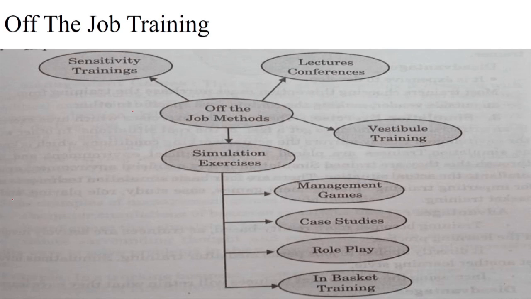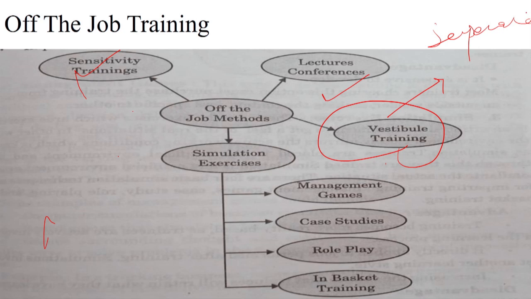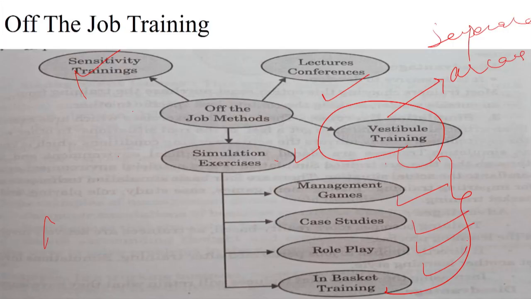Now, we know that off-the-job training is related to sensitivity training, the lecture method, and vestibule training. When we talk about vestibule, it's where the employees are trained in a separate area. One separate area means that you are not actually performing the job, but you are in a different area to work on it. Then we have something known as simulation exercises. In these simulation exercises, we have management games, case studies, role play, and in-basket exercises. Let's discuss them at length.